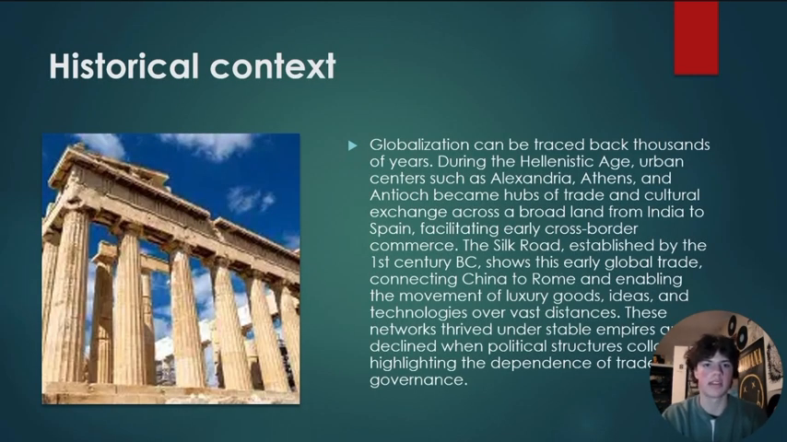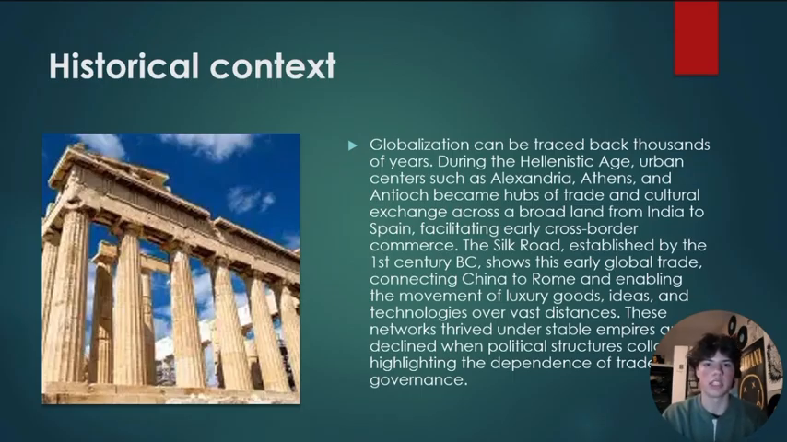Historical context. Globalization can be traced back thousands of years. During the Hellenistic Age, urban centers such as Alexandria, Athens, and Antioch became hubs of trade and cultural exchange across a broad land from India to Spain, facilitating early cross-border commerce.